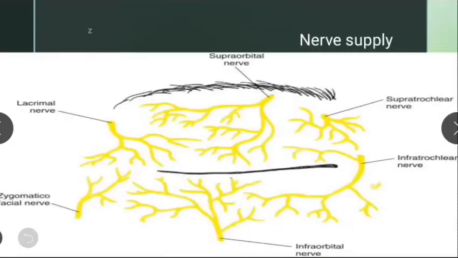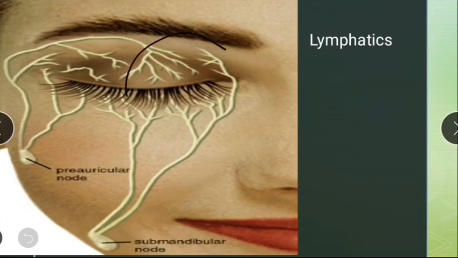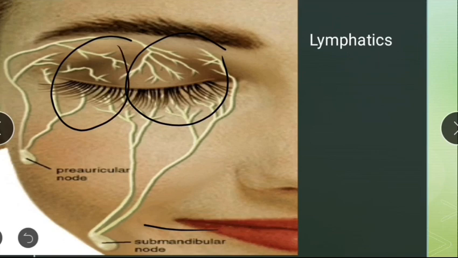Its nerve supply is the supraorbital nerve, infraorbital nerve, supratrochlear nerve, infratrochlear nerve and lacrimal nerve. Coming towards the lymphatic drainage, the medial part of the conjunctiva is drained by the submandibular node, and the lateral part of the conjunctiva is drained by the preauricular lymph node.